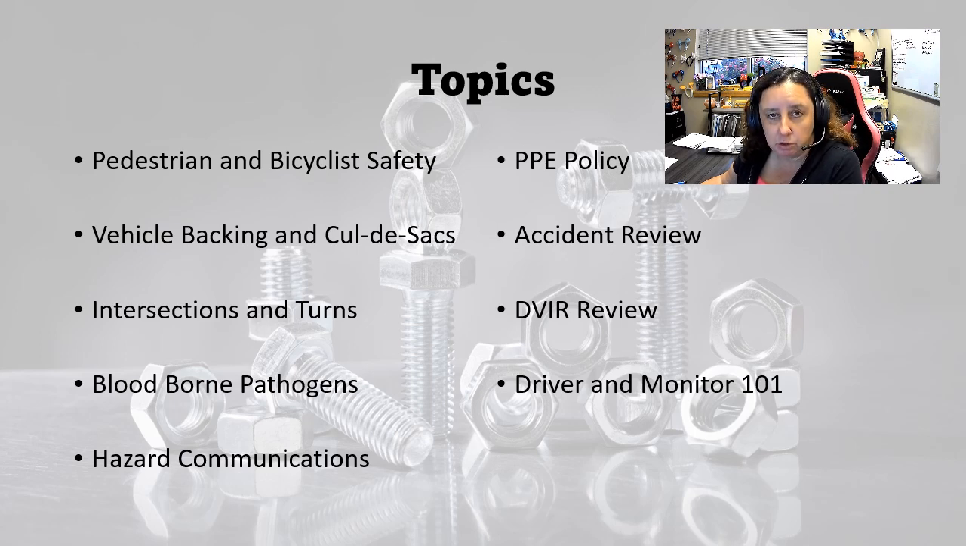These two are the OSHA topics that we do every year. We're going to talk about our personal protective equipment policy, otherwise known as PPE. We're going to do an accident review. We're going to review the DVIRs, or the Daily Vehicle Inspection Report, and the expectations on those. And then we're going to do a little bit of a Driver Monitor 101, the basic expectations that we have for each of you, and a few little other review items as well.